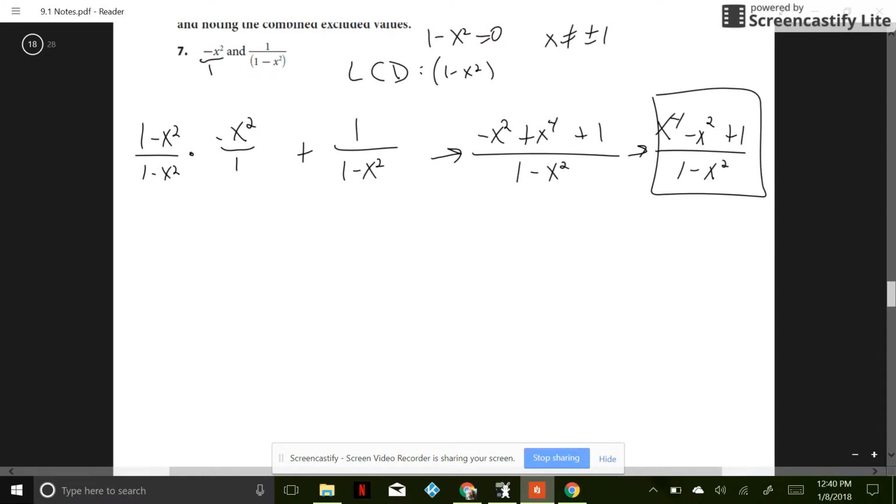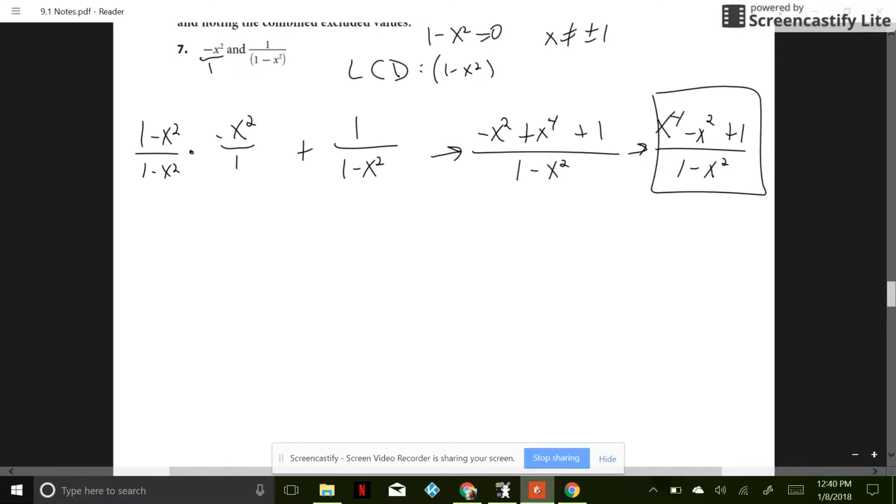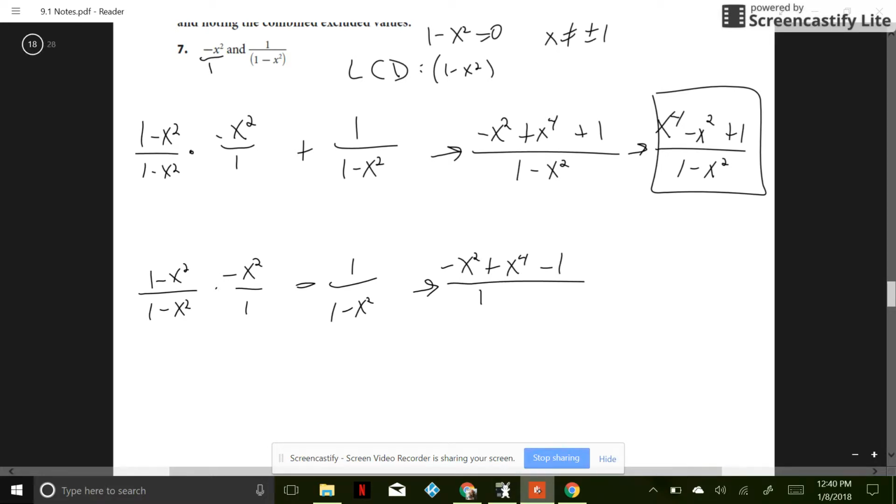We also want to subtract these, so we do this the same way. We're going to end up with the same terms here. So we'll have the 1 minus x squared over 1 minus x squared times the negative x squared over 1. This time we're subtracting 1 over 1 minus x squared. So when we do that multiplication in the first term, we'll end up with negative x squared plus x to the 4th, and then we're subtracting the 1 from the second fraction. We still have the 1 minus x squared as our common denominator, so writing it in standard form, x to the 4th minus x squared minus 1 all over 1 minus x squared.